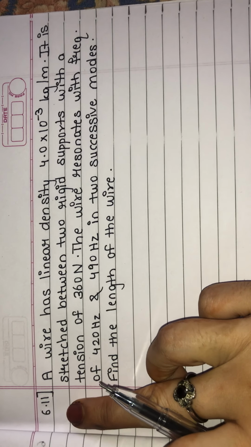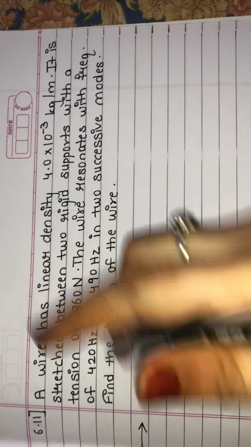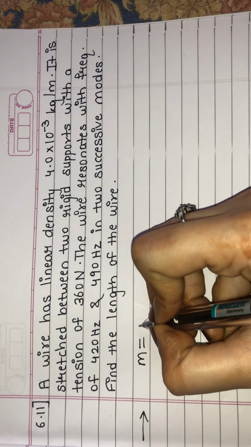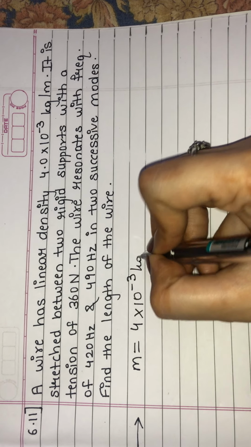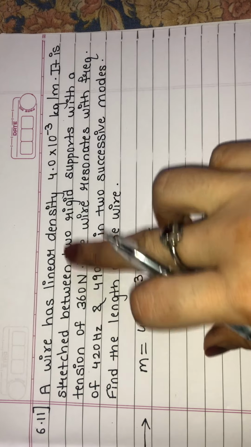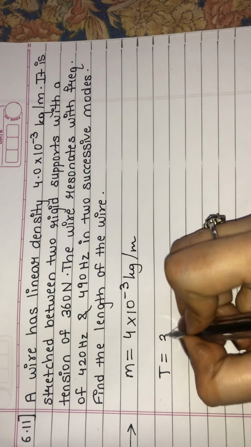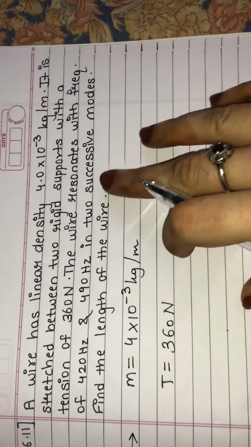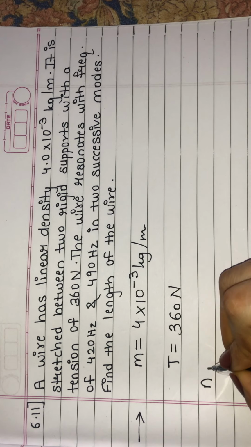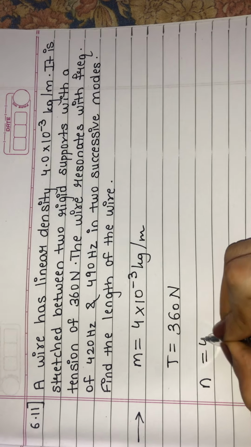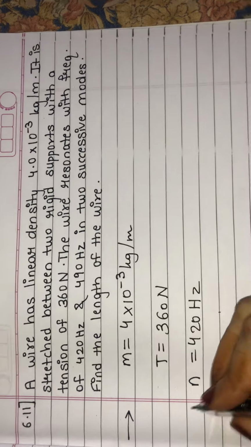Starting with numerical 6.11: a wire has linear density 4.0 × 10^-3 kilogram per meter. It is stretched between two rigid supports with a tension of 360 Newton. Here the tension is directly given to us in Newton, so no need to convert. The wire resonates with a frequency of 420 Hertz, once vibrating at 420 Hertz and then at 490 Hertz.